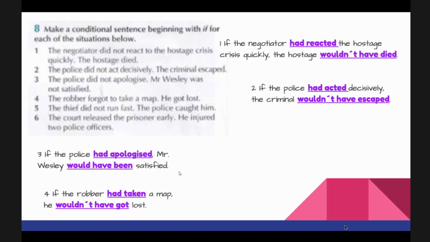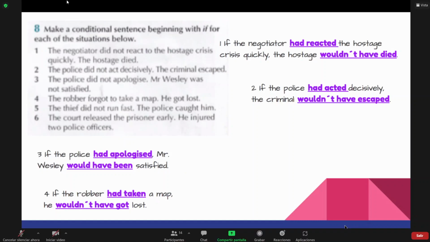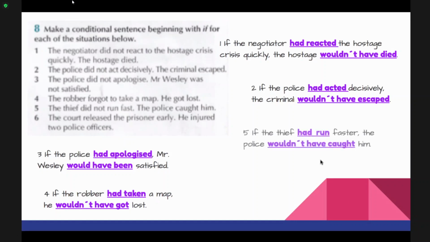Manuel, please, number 5. Yes, if the thief had run fast, the police wouldn't have caught him. Okay, so if the thief had run fast, okay, give me a minute. So if the thief had run faster, the police wouldn't have caught him. Okay, yes, thank you. Okay, so Alejandro, please, the last one, number 6.